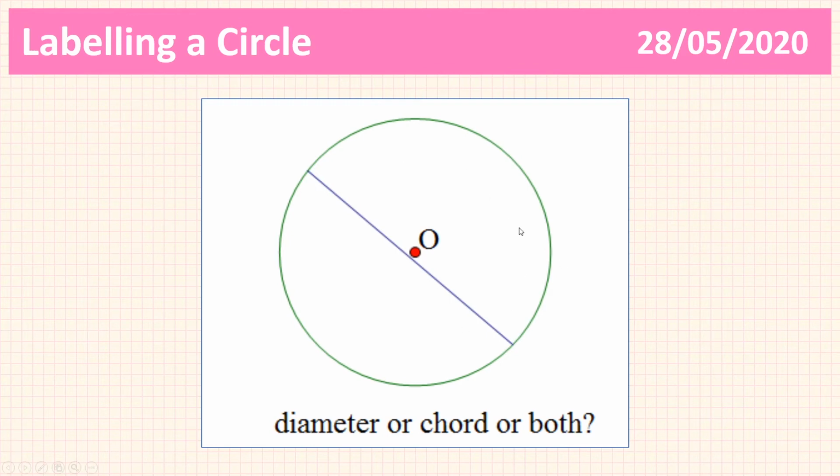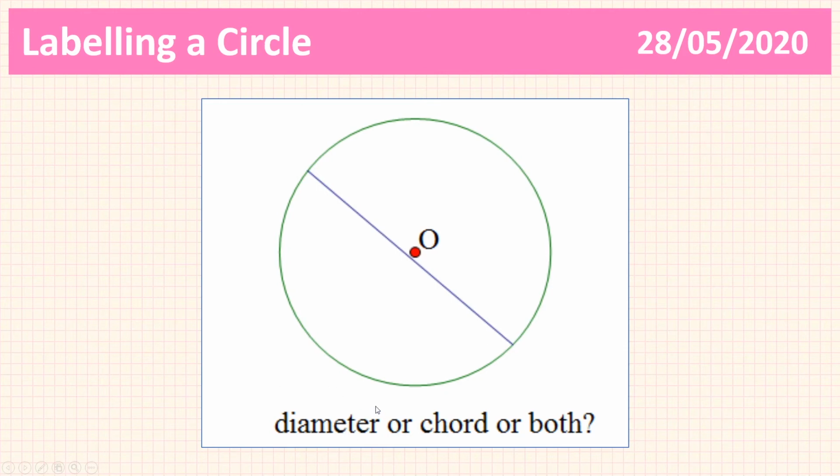Okay, we'll go through this answer. A diameter, a chord, or both? Well, a diameter has to go through the center. If you look at this blue line, it doesn't go through the center of the circle. It does connect 2 points on the circumference, but it doesn't go through the center. And because it doesn't go through the center, that makes it a chord. Okay? If it goes through the center, it would be called a diameter.